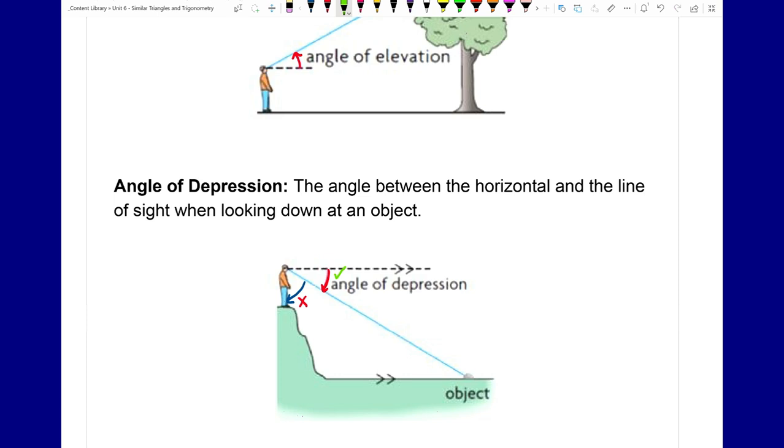So there's two things you want to be careful of, because it is a common mistake to go from the line of sight down to the vertical, instead of from the horizontal to that line of sight.